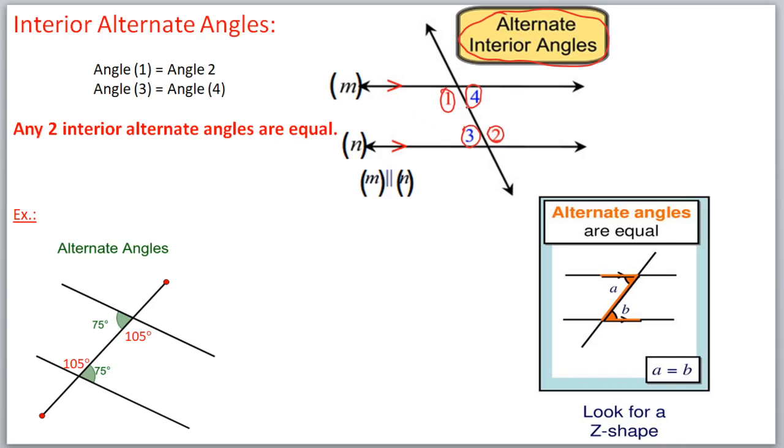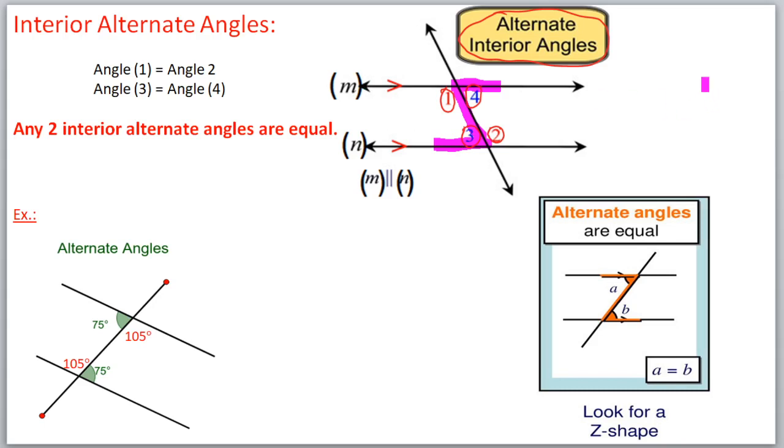Alternate means this and this, 4 and 3. They are alternate and from inside. So 1 is equal to 2 and 4 is equal to 3. Sometimes we call it the Z shape. How is the Z shape formed? The Z shape can be formed like this. For example, Z. The angles of the Z are equal, which means 4 and 3.